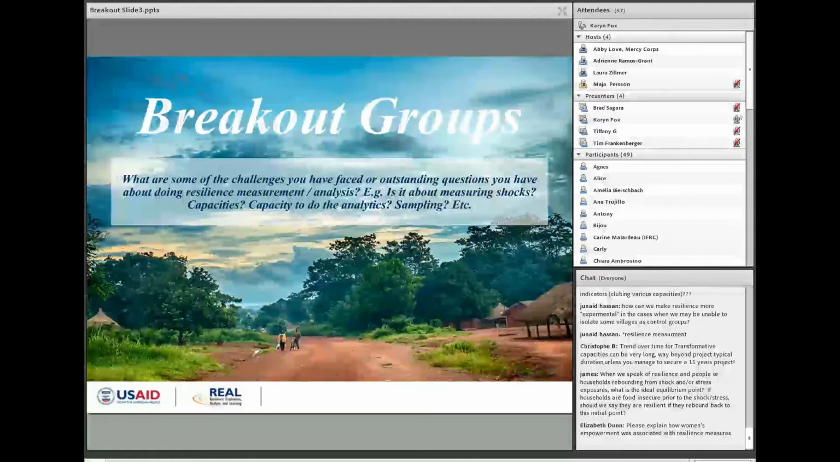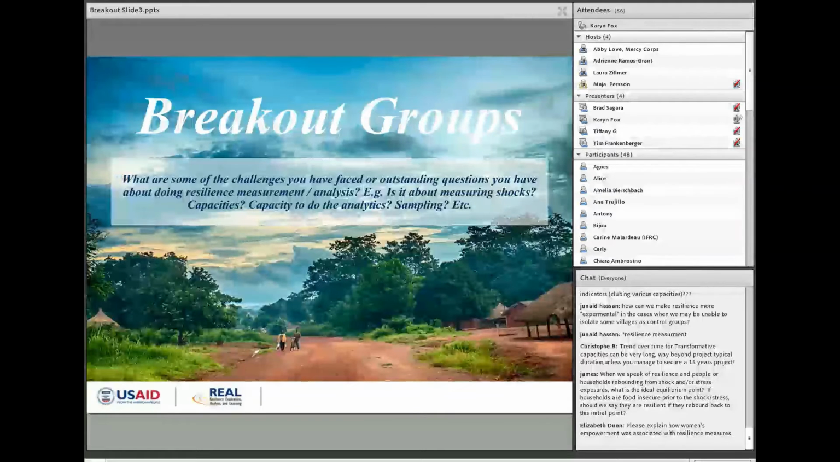We'll have 4 different rooms. And as you logged in this morning, you were assigned to one of those 4 groups. Each group will have its own dedicated moderator. We have Tim, Brad, and also Tiffany. Thank you as well for your opening remarks this morning. And then I'll also be helping to moderate one of those groups.